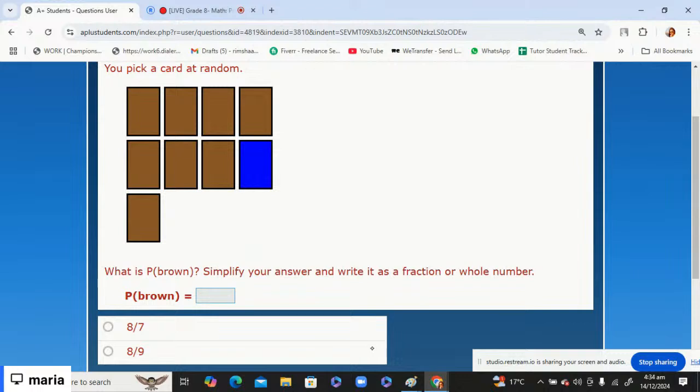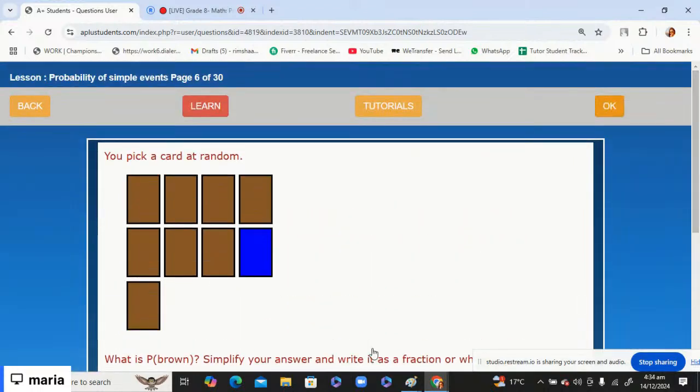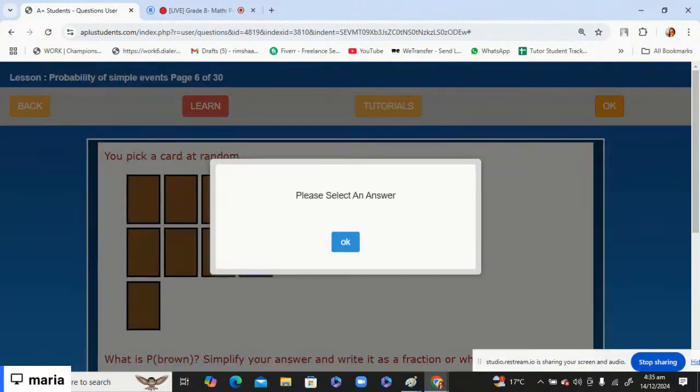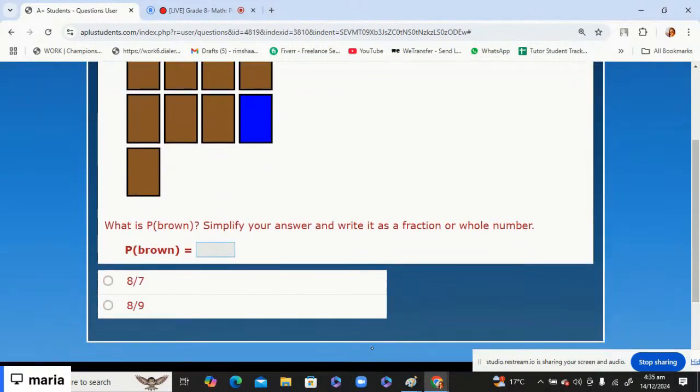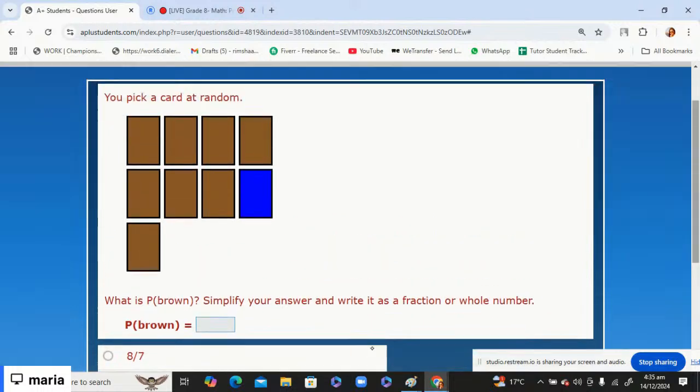Hope you guys understand this lesson as well. Sorry, 8 by 9. There are 9 total cards.